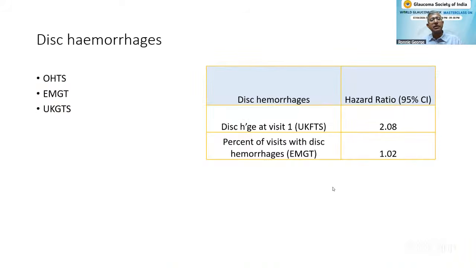Disc hemorrhages were independent risk factors of progression in the Ocular Hypertension Treatment Study, in the EMGT and the UKGTS. In fact, if you had a disc hemorrhage at presentation in the UKGTS, you are 2 times more likely to progress. And when you look at the percentage of visits with disc hemorrhages, as in the EMGT study, the risk of progression is about 2% higher. So they're slightly contradictory there, but this percentage of disc hemorrhages was a risk factor for progression.